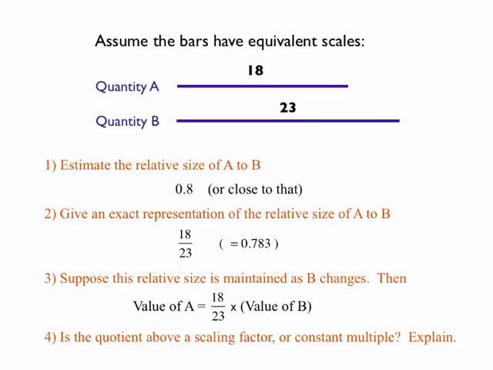So we have the value of B. We multiply, and it gives us the associated value of a different quantity. That's constant multiple. Scaling is when you just have the same quantity resized. You multiply, and it resizes the same quantity, either larger or smaller. But if you're getting the corresponding or associated value of a different quantity by multiplying, that's constant multiple.